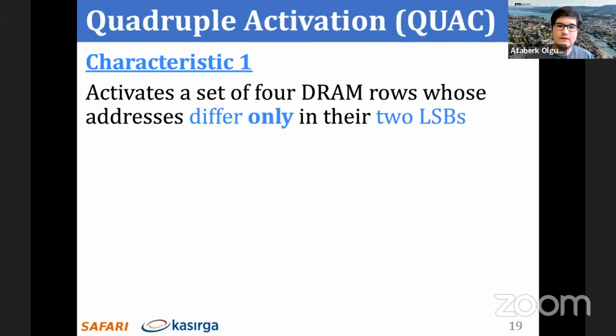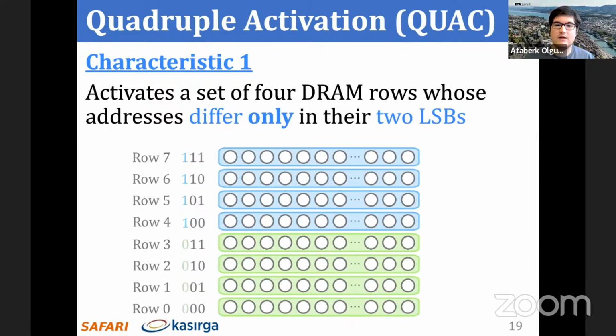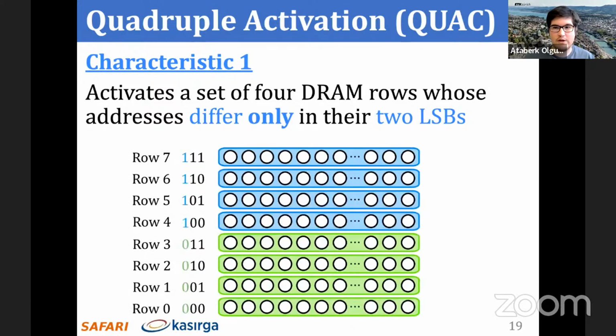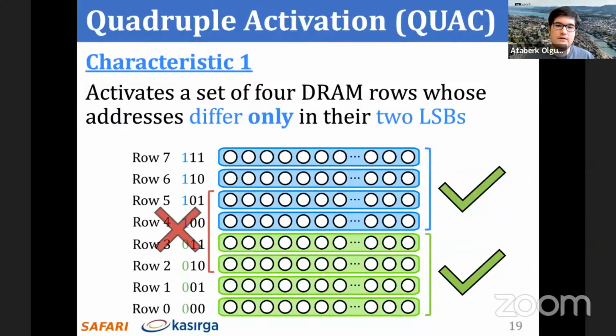We identify 2 characteristics of QUAC operations. First, QUAC can only activate the set of 4 rows whose addresses differ only in their 2 least significant bits. Here's an example. This diagram shows the organization of a set of rows in a subarray at a high level. QUAC can only activate a set of rows with the same color in this diagram, such as rows 0, 1, 2, and 3, or rows 4, 5, 6, and 7. However, QUAC cannot activate any set of rows that are different in color, such as rows 2, 3, 4, and 5.